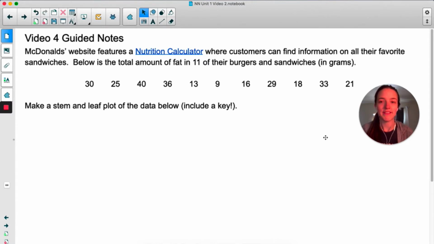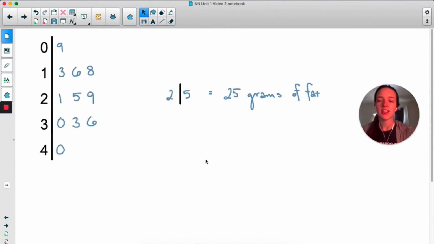So I went in and found the amount of fat in 11 of their burgers and sandwiches. This is listed in grams. Okay, so to get started, what I want you to do is just make a simple stem and leaf plot using this data and include a key. So pause the video and do that now.